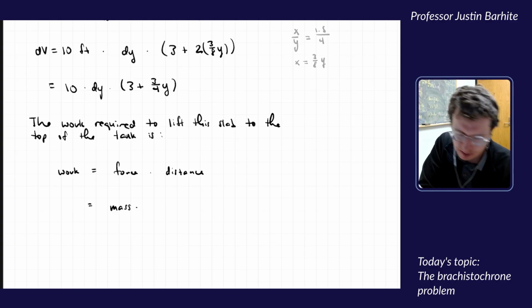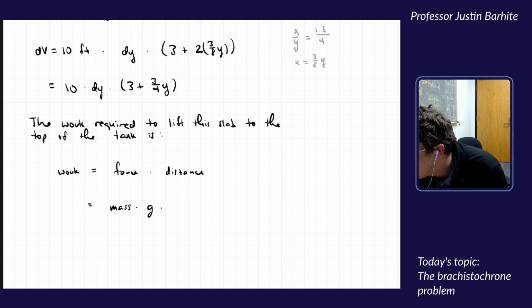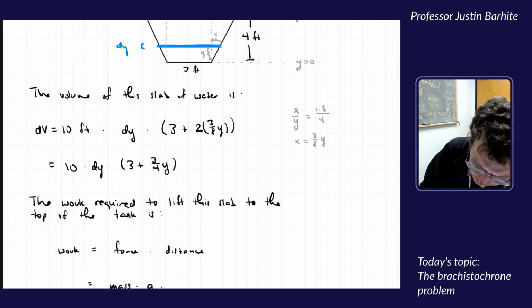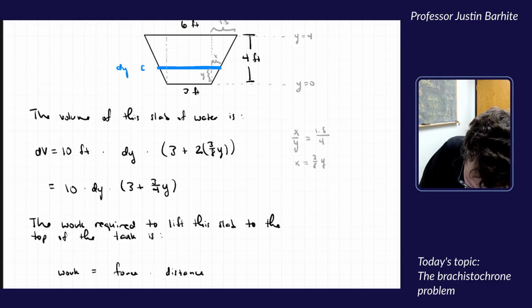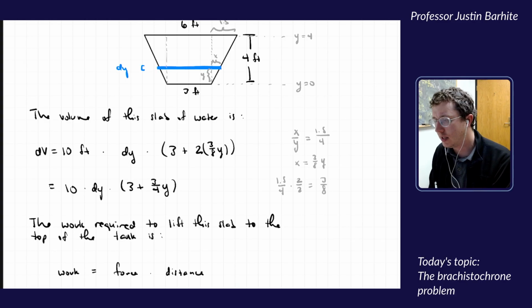It's mass times g. There's a question, a bit confused on how it went from 1.5 over 4 to 3 over 8. Oh, yeah. 1.5 over 4, if I multiply the numerator and denominator by 2, that gives me 3 over 8. I just didn't want to deal with that decimal.